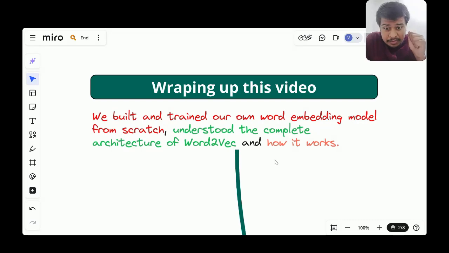So we are wrapping up this video. Till now, we have seen how to build and even train our own Word2Vec model from scratch in a Google Colab notebook. We even implemented it there. We understood the architecture step by step and even the equations for each and every layer. And totally we have seen how it works, right?